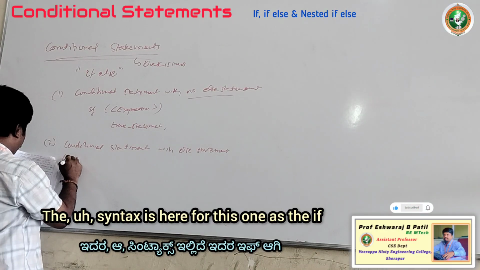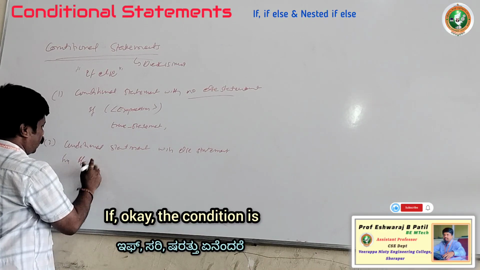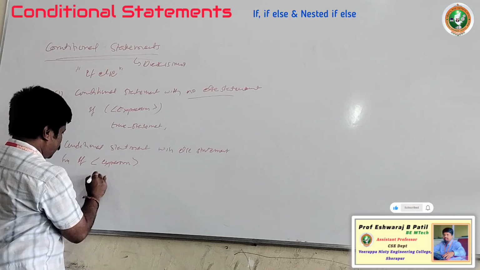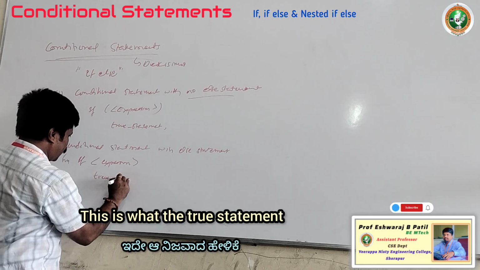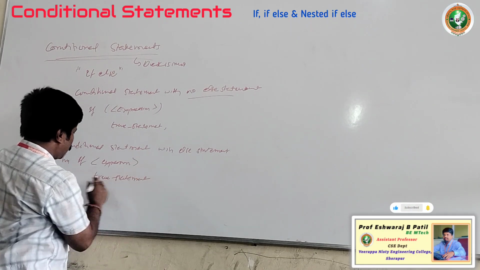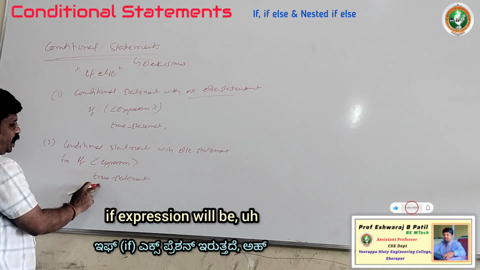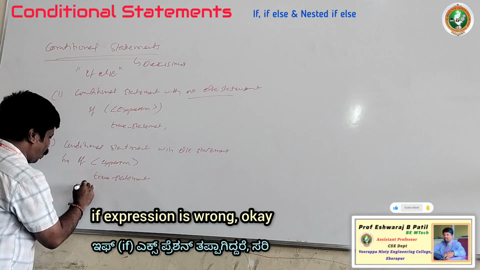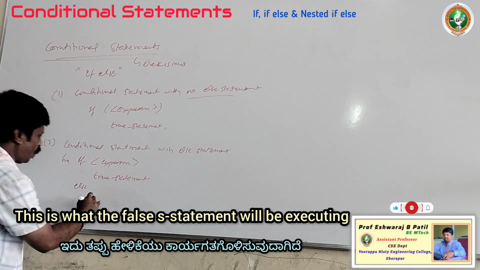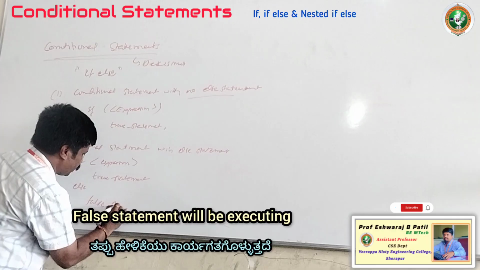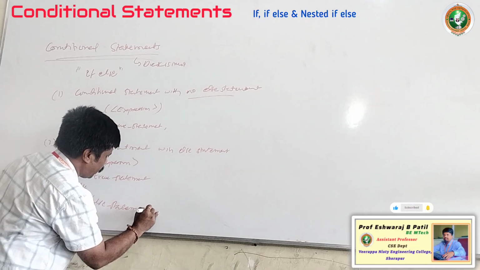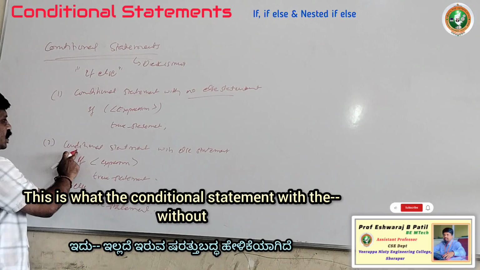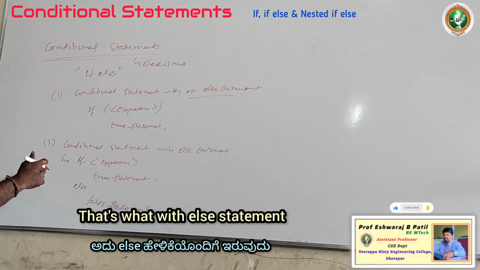The syntax for this one is: if, then the condition, which is the expression. This is the true statement. The if expression will be executed only when it is true. If the expression is wrong, that's the else, and the false statement will be executed. This is all about the first one, the conditional statement with no else statement, and the one with else statement.